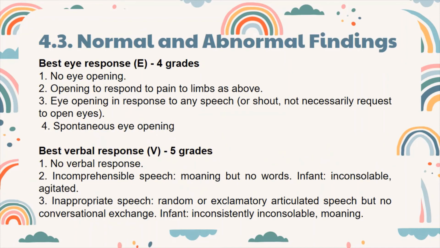For CLO number 4.3, we have the normal and abnormal findings. For best eye response, we have 4 grades. For grade 1, we have no eye opening, and for grade 2, opening in response to pain, the limbs as above. For grade 3, eye opening in response to any speech or shout, but not necessarily requesting to open the eyes. For grade 4, we have spontaneous eye opening.